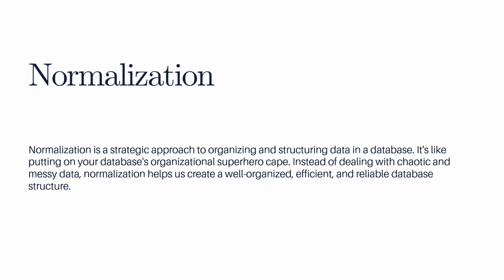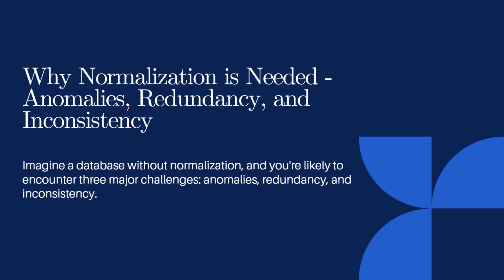Okay, so now we'll understand why normalization was needed, like what is the use of normalization. If you don't use normalization in the real world, you'll find these three kinds of issues: anomalies, redundancy, and inconsistency. I know these words are really heavy. I'll try to explain what these words mean in the next slides.